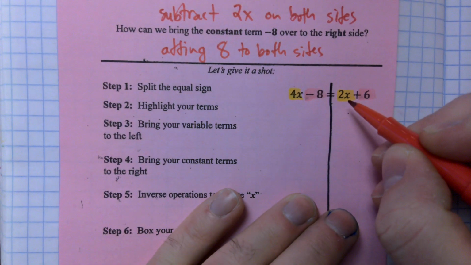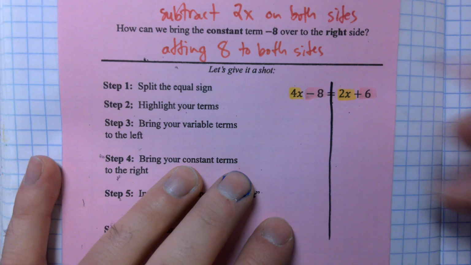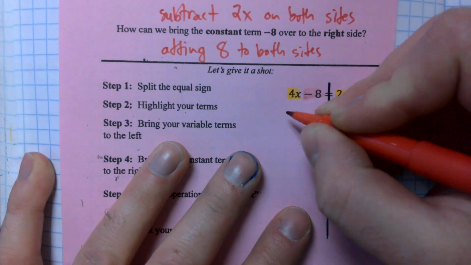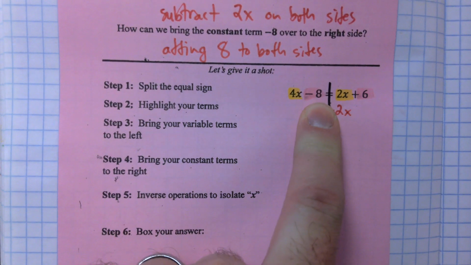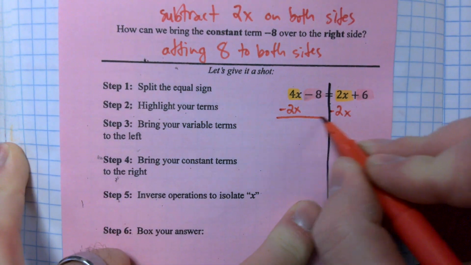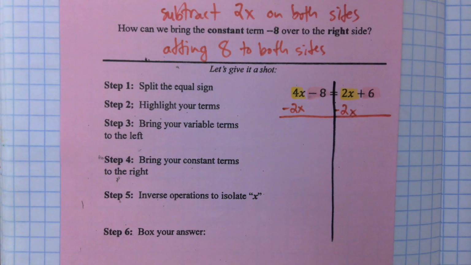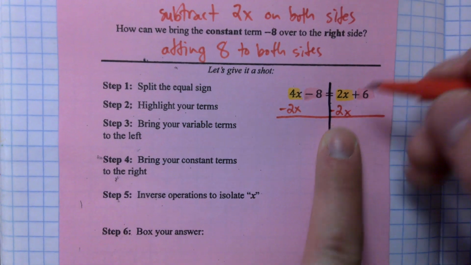I want this 2x to jump over to the left-hand side. What did we just say the inverse of 2x was? Negative 2x. Where should I write it? Should I write it underneath the 4x or underneath the negative 8? I gotta write it underneath the 4x. I want it to be directly under whatever term I'm combining it with. I don't want to accidentally combine 8 and negative 2 because that's going to change everything. And I don't want that. What happens to these 2 x's here on the right? They cancel out. That's exactly what we wanted.